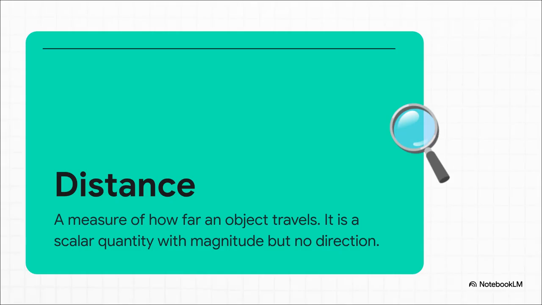So let's apply this to our walk. The first player on Team Scalar is distance. This is simply how far you've traveled in total. It's kind of like the odometer in a car. It just keeps ticking up the meters you've covered, and it couldn't care less if you were going forwards, backwards, or just driving around in circles.